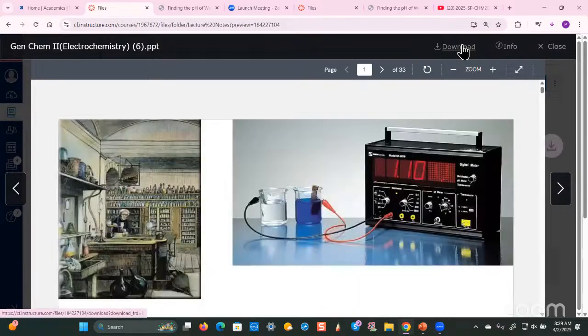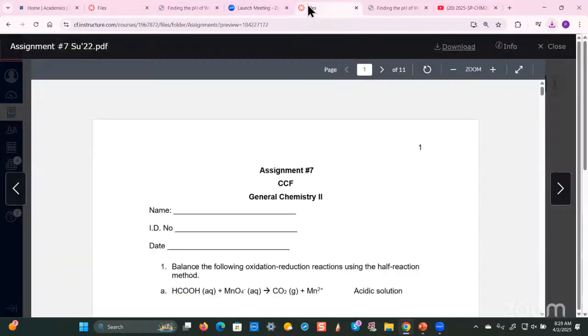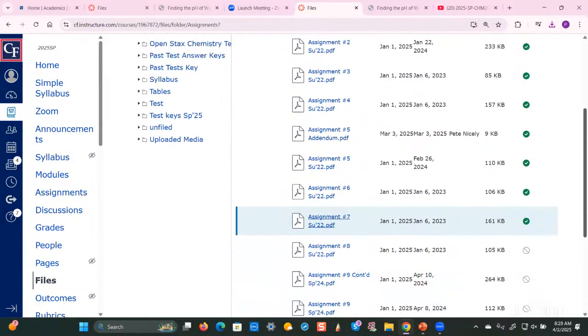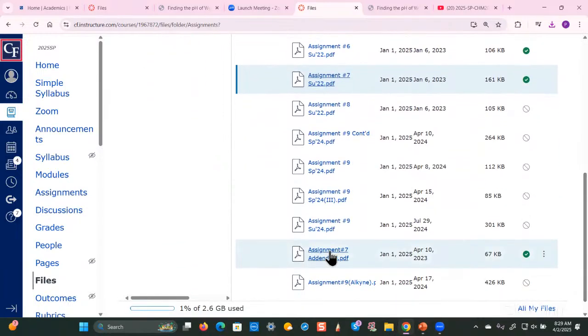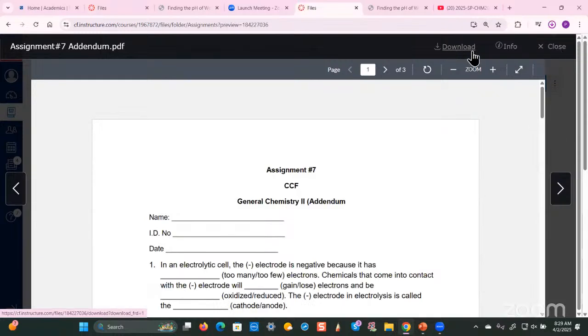Oh, before we do that, let's do the questions. How could I forget? Before we get to nuclear chemistry, let's do the addendum questions. So let me go back to files. And where's the addendum? Assignment number 7. Addendum, okay. How could I forget? I'm getting old.